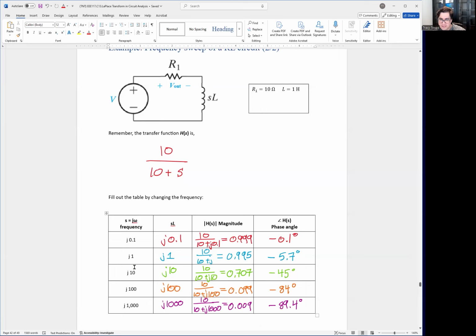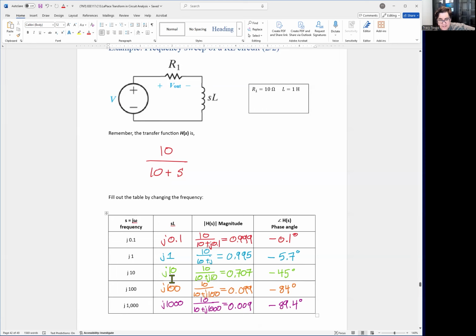Okay. Let's go quick. Let's just start adding zeros, right? Let's do J10. Now for J10, we're going to plug in J10 for S. We're going to have 10 over 10 plus J10 right here in green. What's your magnitude here? Go in the calculator, plug this in. Magnitude is going to be 0.707. That's a decent jump. Something happened between these two, right? What's the phase shift? It's negative 45 degrees. Something also changed drastically between these two jumps. See? This is the analysis we're doing.